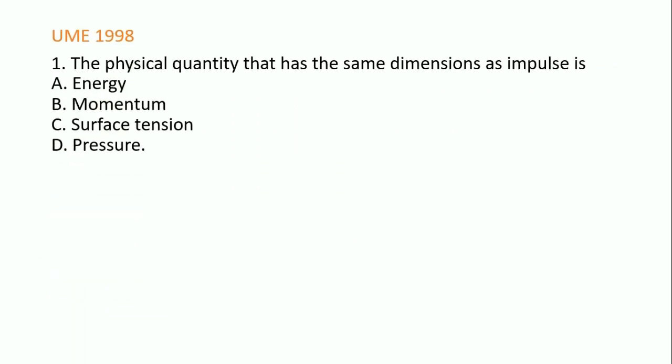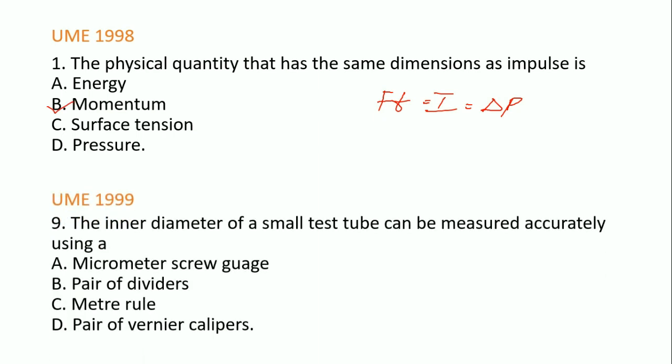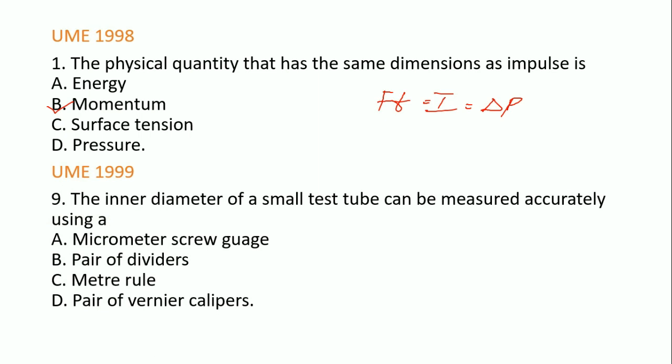So UTME 1998 question number 1. The physical quantity that has the same dimension as impulse, of course you know that impulse, Ft, which is I, is still the same thing as change in momentum, and that is going to be option B. UTME 1999 question number 9. The internal diameter of a small test tube can be measured accurately using a micrometer screw gauge, a pair of dividers, a meter rule, or a pair of vernier calipers? It's going to be a pair of vernier calipers.